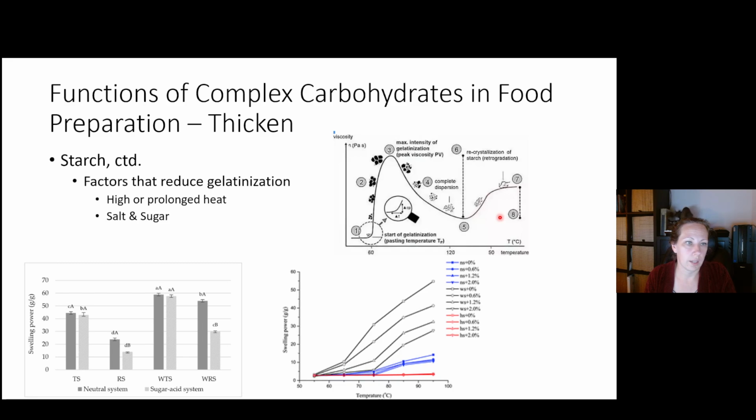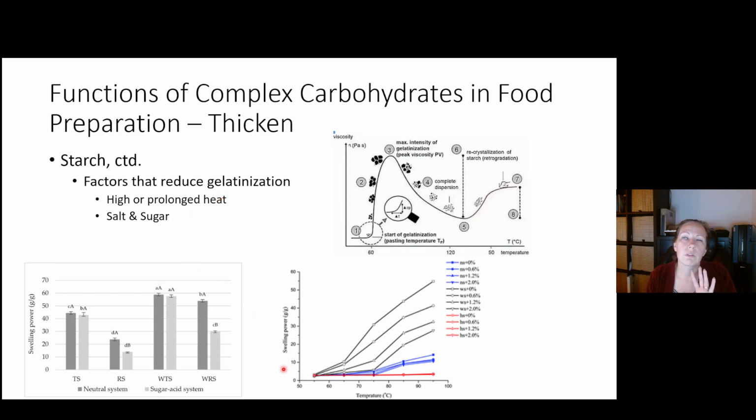Another example of something that can reduce the gelatinization are salt and sugar. And that's because salt and sugar are also polar. They can potentially compete for the water. Salt, of course, separates into its ions in water, but those ions are attracted to the hydrogen and oxygen in water too.